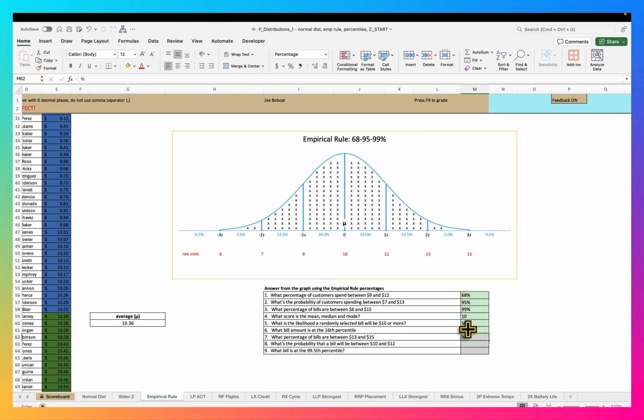And what percentage of bills are between 13 and 15? 2%. And what's the probability that a bill will be between 10 and 12? 34%. And what bill is at the 99.5 percentile? So that would be sitting right over here with the extra 0.5 missing. So that'd be 15.